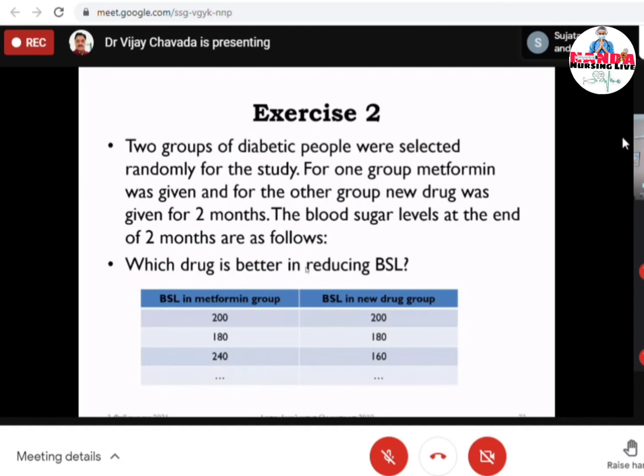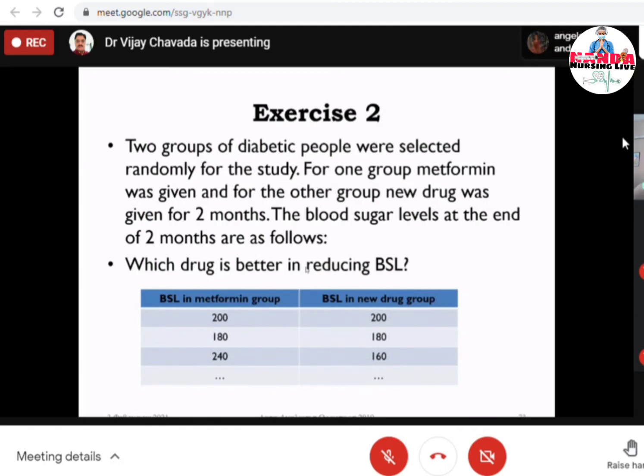Second example, two groups of diabetic people were selected for the study. For one group, metformin was given, and for the other group, a new drug was given. Sugar levels at the end of 2 months are as follows. Which drug is better in reducing the blood sugar level?